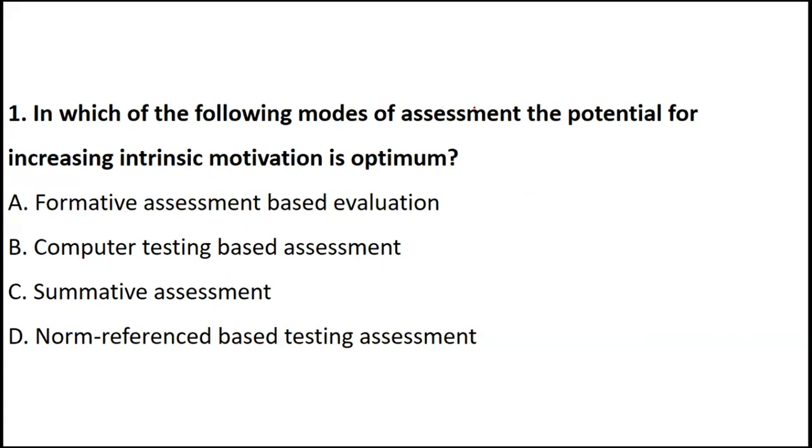So the question says, in which of the following modes of assessment is the potential for increasing intrinsic motivation optimum? Intrinsic means the motivation that comes from inside. So which of the following assessments tells us that the intrinsic motivation will be optimum, where you will find the potential for intrinsic motivation? The options are given in front of you, A, B, C, D. So which is the right option? By now, you should be able to understand the right option.